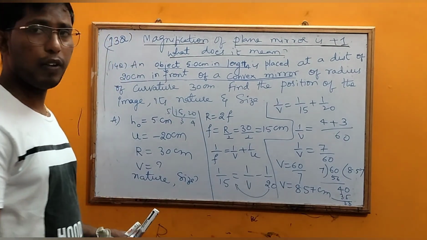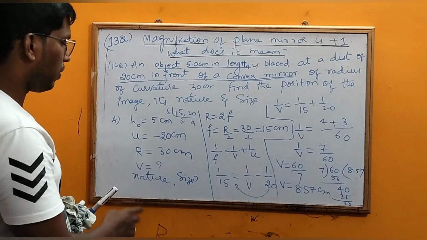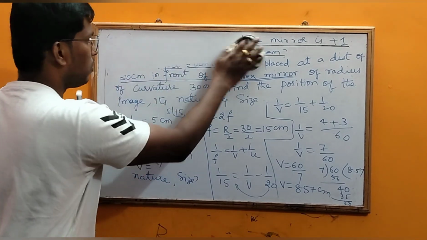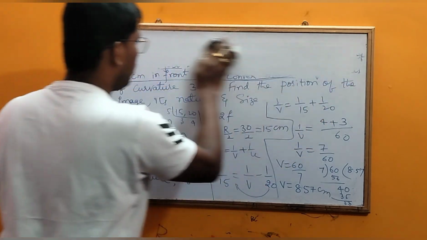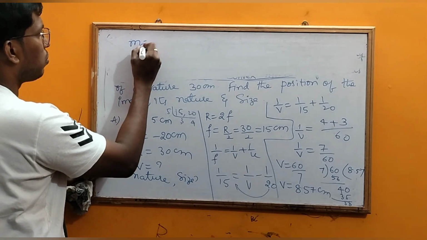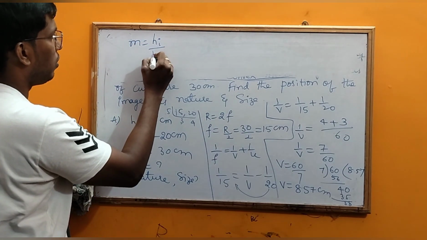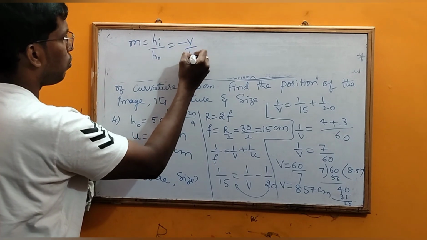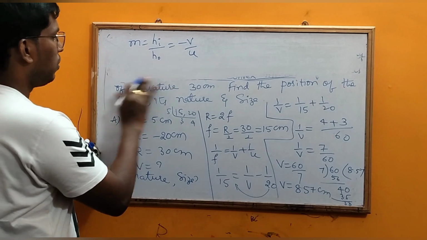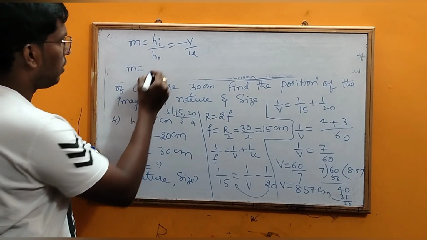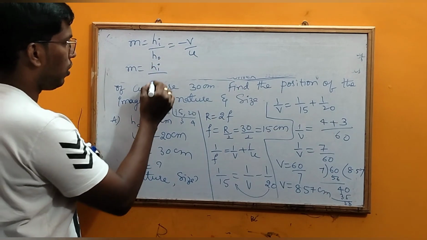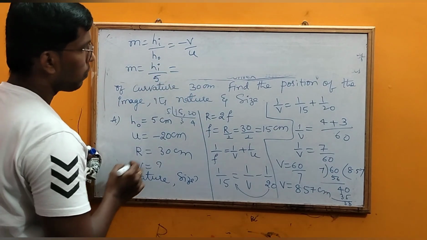Now what do we have to find? We need to find the nature and size of the image. So to know the magnification, to know the size, we know the formula. What is the formula? M is equal to Hi by H naught is equal to minus V by U in case of mirrors. In case of lens it is plus V by U. So M is equal to, what is Hi? Hi is not given, we have to find Hi, divided by, what is H naught? 5 is equal to, what is V value?